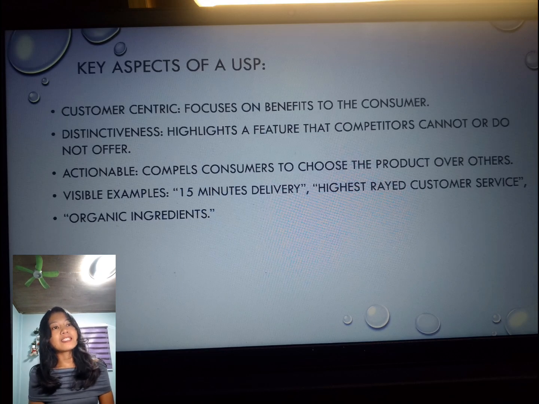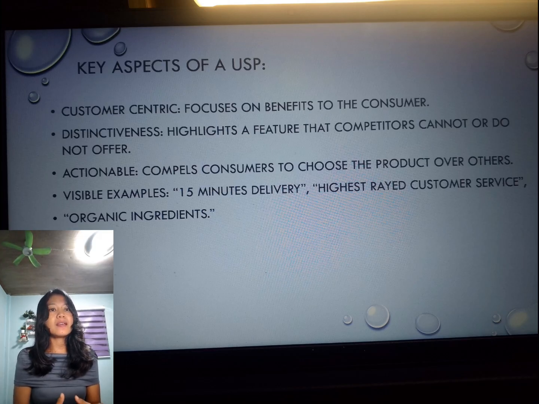We have here the key aspects of a USP. So, what are the key aspects of a USP? First, we have the customer centric. It focuses on benefits to the consumer. So when we say customer centric, this is how you are going to make your product more outstanding, right? It is about what benefit your consumer gets from your product, what they get out of it. So you have to fill that gap, right?